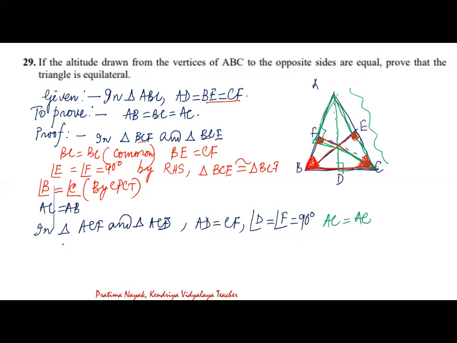So the triangle ACF is congruent to triangle ACD. So when congruent, I'll write angle A is equal to angle C. So when angle A is equal to angle C and angle B is equal to angle C, angle A is equal to angle B, so your ABC is an equilateral triangle.